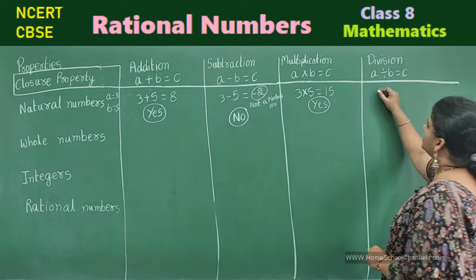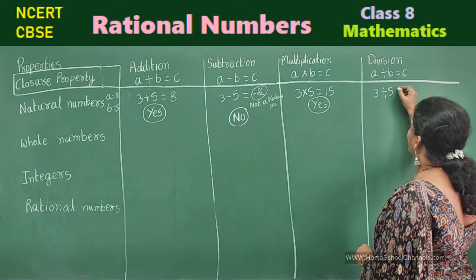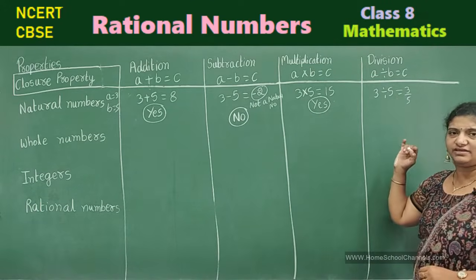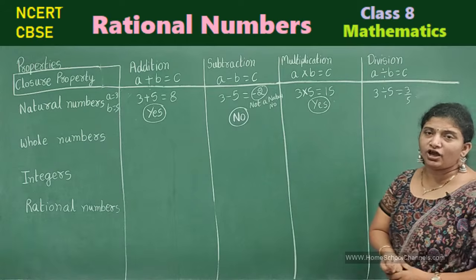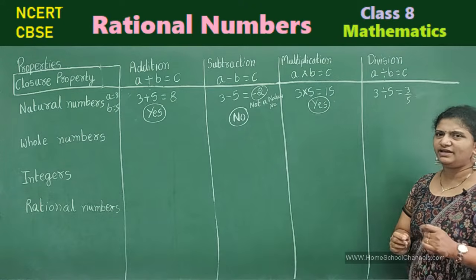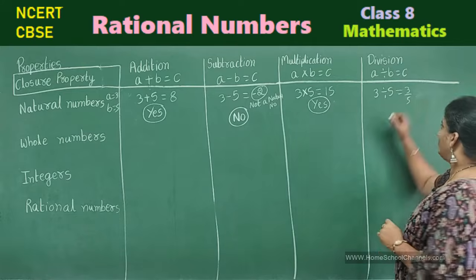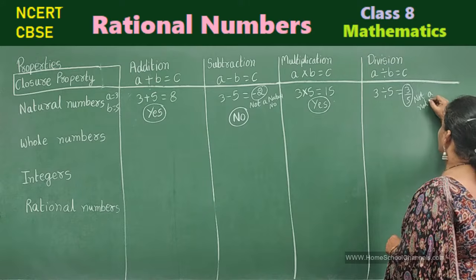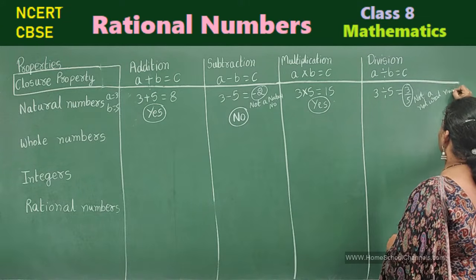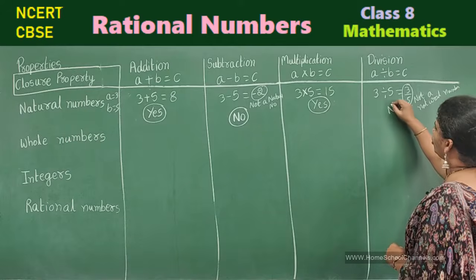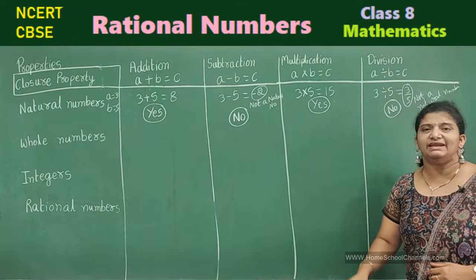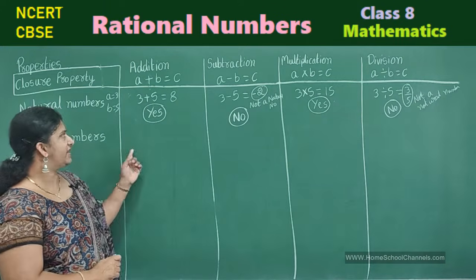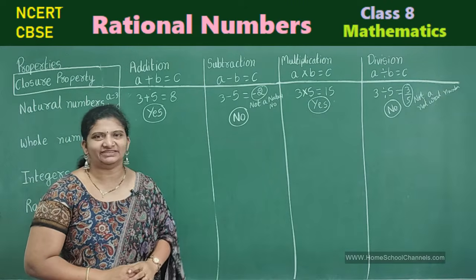Next, division. 3 divided by 5, I can write like this, 3 by 5. If you divide, you are going to get a decimal. Is it a natural number? No. Therefore, closure property of natural numbers under division is not satisfied. Closure property in natural numbers satisfies only addition and multiplication.